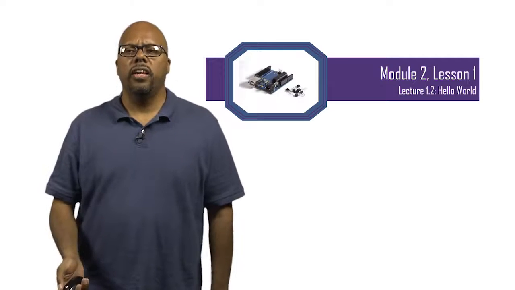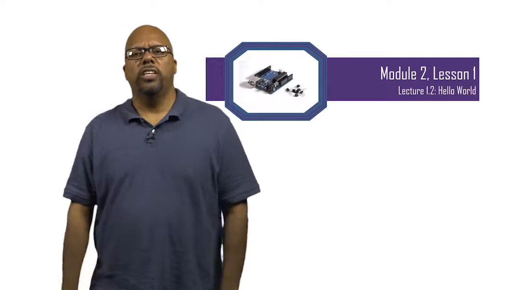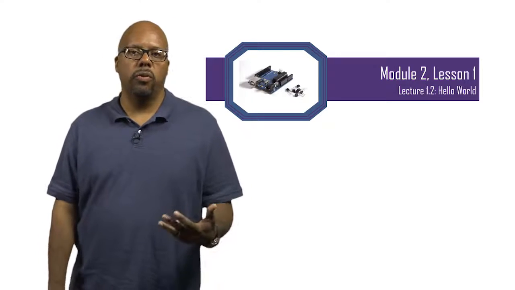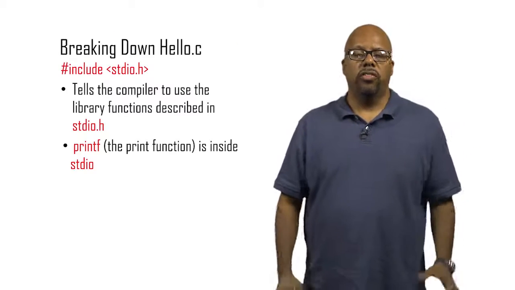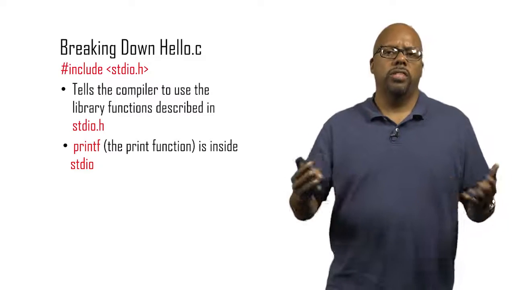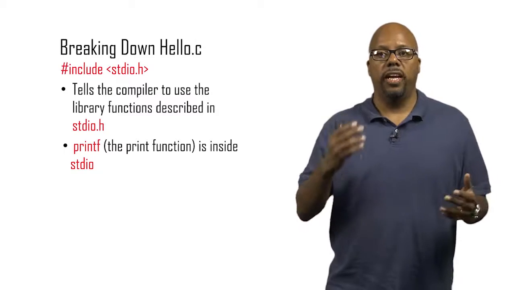Here we'll break down the Hello World program just so you can understand exactly what's going on with the program and how it works. It's a simple program, but we'll go through it piece by piece so you can understand the code. To look at Hello World, it starts off at the top with an include statement: hashtag include standard IO, stdio.h.